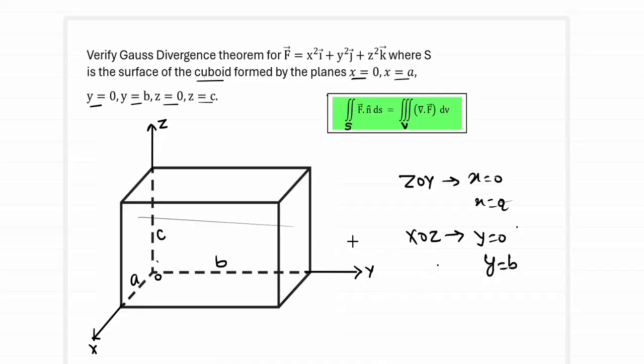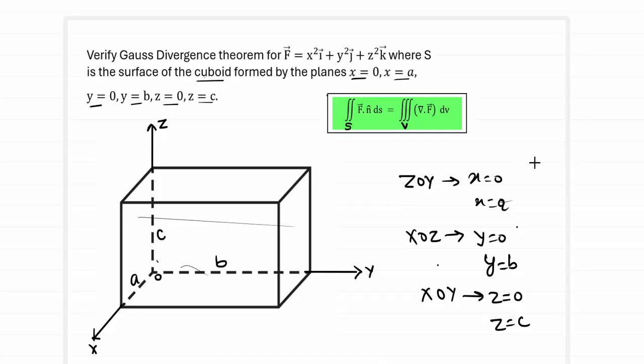Next, moving to the last one. What is it? X, O, Y. So what is missing over here? Z. So you call this the Z equal to 0 plane. And when you move c units to the top, what you will get is Z equal to c. So this is going to be the basic structure in which my integration is going to take place.